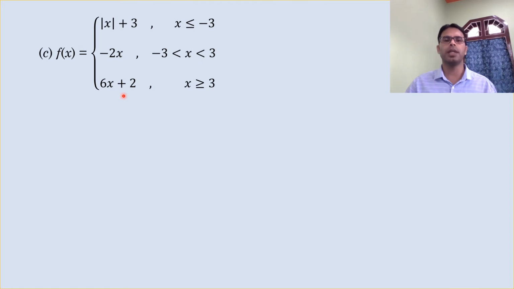So the doubtful points here are x is equal to minus 3, because at points less than minus 3 and greater than minus 3 the definitions of the function are different, so the possible point of discontinuity is minus 3, and similarly 3 is also a possible point of discontinuity. Except these 2 points the function is obviously continuous, because at all those other points the function is a continuous function. Okay, so we write the solution.